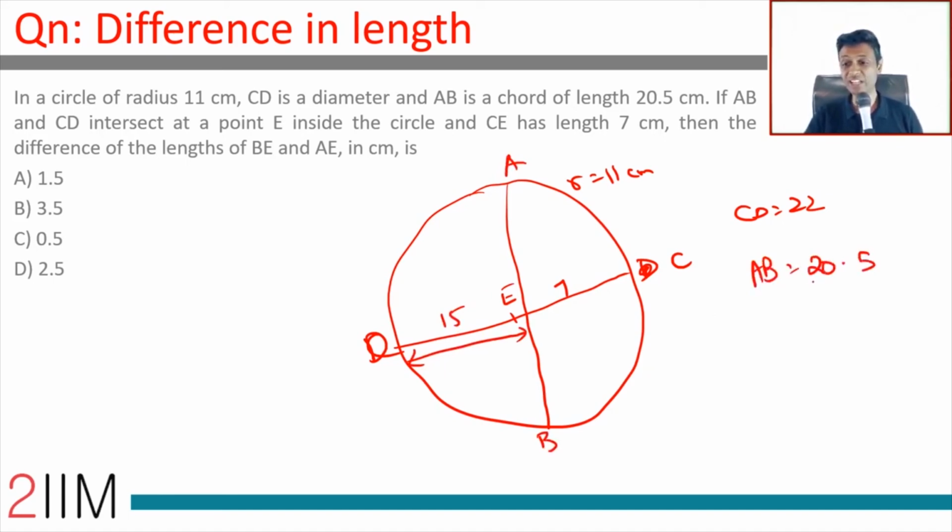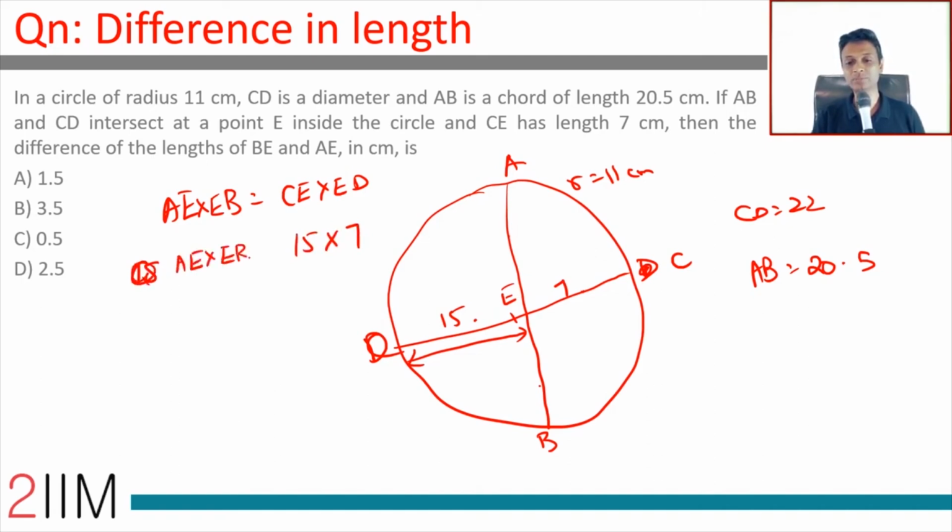And the difference in length between BE and AE, what is that equal to? The idea we use here is very important. AE into EB equals CE into ED. The product of rectangles formed by two intersecting chords is identical. This into this is this into this. You prove this using similarity. And so try that, give it a shot. But now we know that CE into DE, 15 into 7, is AE into EB.